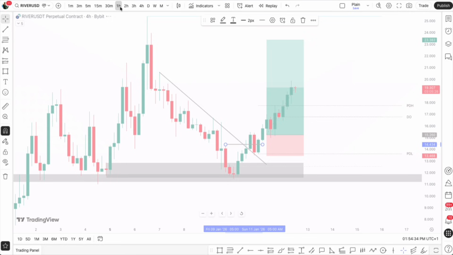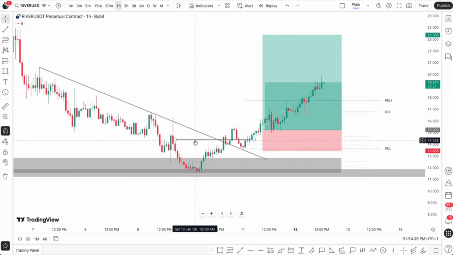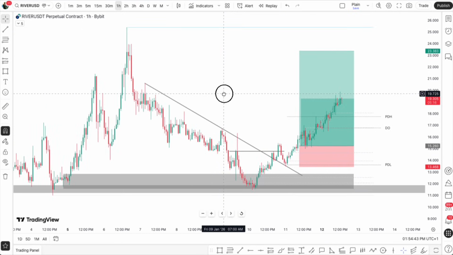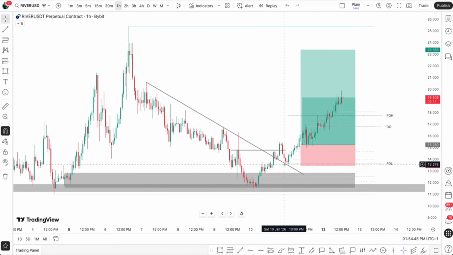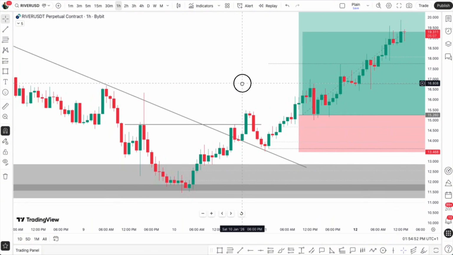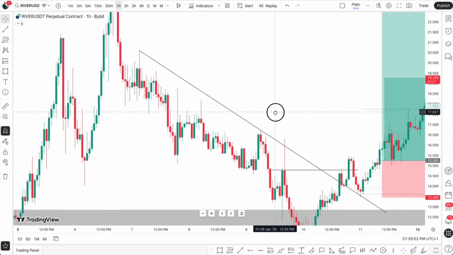So let me go to the 1 hour time frame so that we can see clearly what I'm doing right here. So I was waiting for that break of structure, which actually happened. And that break of structure happened with this market closing above this trend line on the hourly time frame, right?